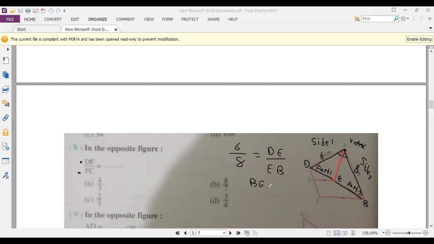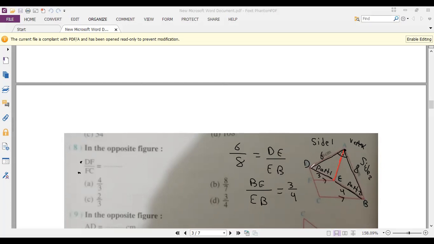So DE over AB equals 6 over 8, simplified to 3 over 4. So part 1 is 3 and part 2 is 4. The ratio between them is not the actual length. They are not the actual lengths, but the ratio. When we find the ratio between DE and EB, it will be 3 to 4. Let's move to the other triangle.